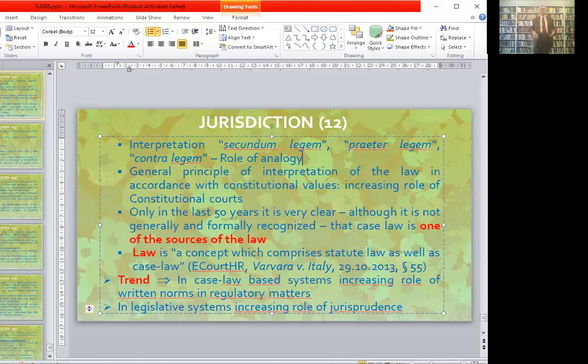Just think of, let's imagine how telecommunications should work, or the banking system should work, or other aspects of economic activities regulation. So clearly there's an increasing amount of norms in regulatory matters, and this is in the Anglo-American systems. At the same time, in legislative systems, traditionally continental European, there's an increasing role of jurisprudence, that is the role of the courts in establishing what exactly the law meant, or how it should be applied.